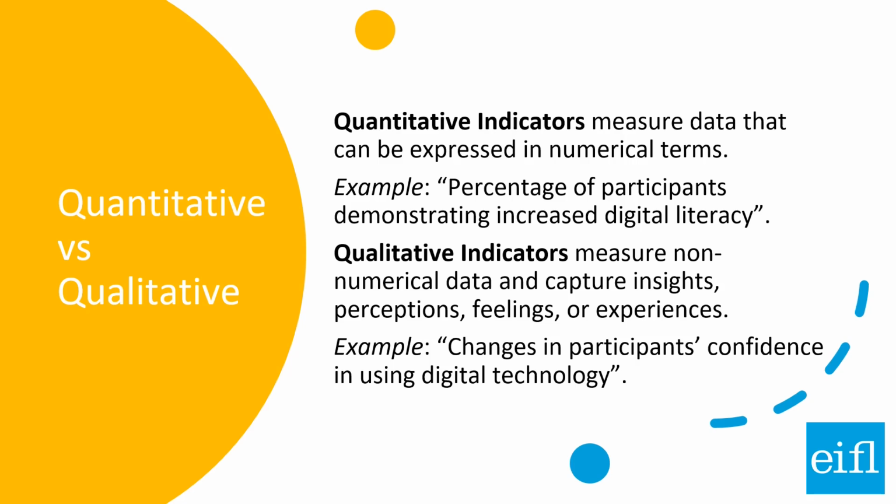For your project, I recommend using both types of indicators. Quantitative indicators will reveal what happened, while qualitative indicators will explain why and how it happened. Employing both types of indicators provides a more comprehensive view of your project results.